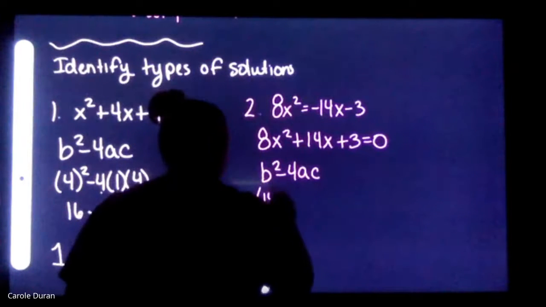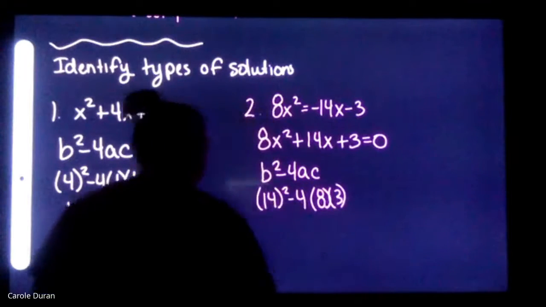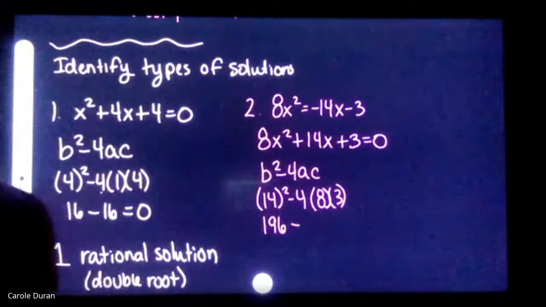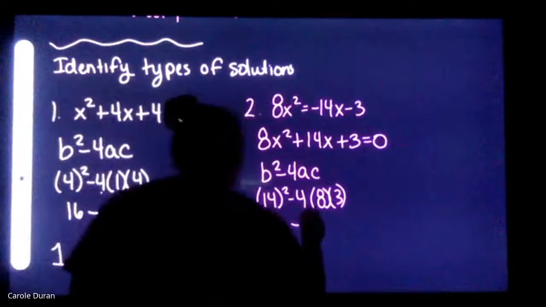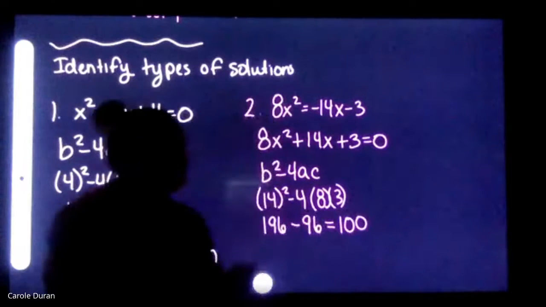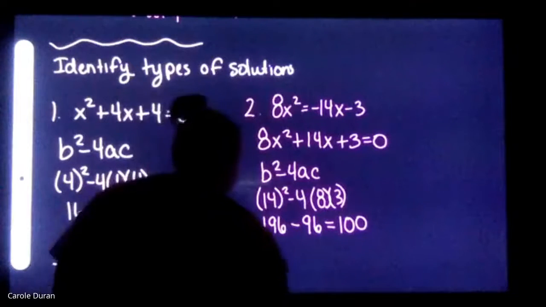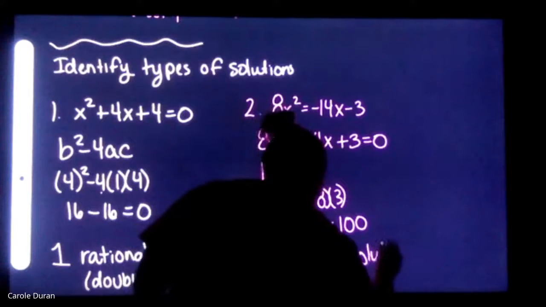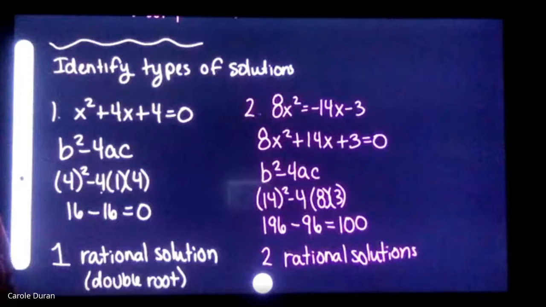My b is 14. So 14 squared minus 4 times my a value of 8 times my c value of 3. 14 squared is 196 minus 4 times 8 is 32 minus 32 times 3, which is 96. 196 minus 96 is 100. So 100 is our discriminant here. That 100 is positive, and it's a perfect square, which leaves me, by the information we wrote down up there, with 2 rational solutions. Or 2 rational roots. You could write it that way too.